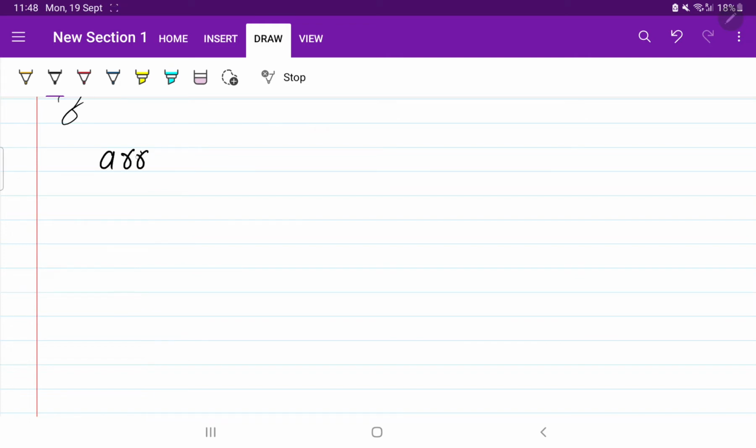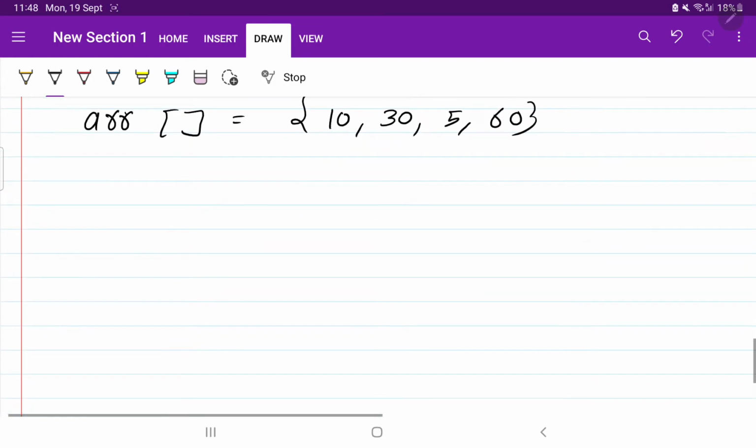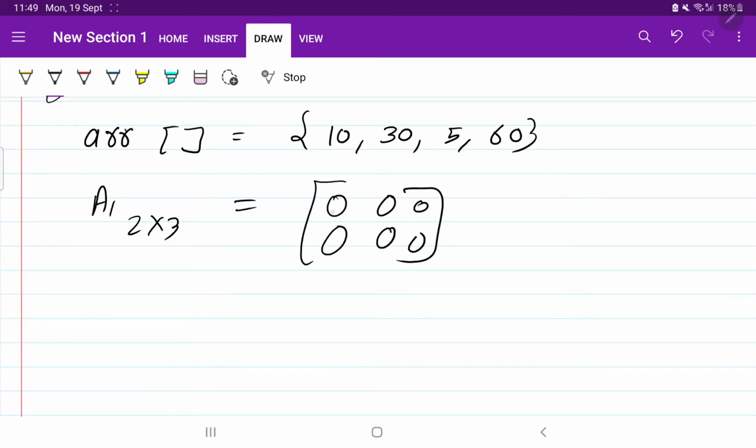Suppose an array is given to you with the elements. Let us take an easy example: 10, 30, 5, 60. Perfect. Elements are 10, 30 and 5 and 60. What does this array represent? This array represents the dimension of the matrices. Now you are going to say, for the dimension of a matrix we need something like 2 into 3. Okay, let A1 be 2 into 3. Then the dimension will be like this. We have 2 rows and 3 columns.